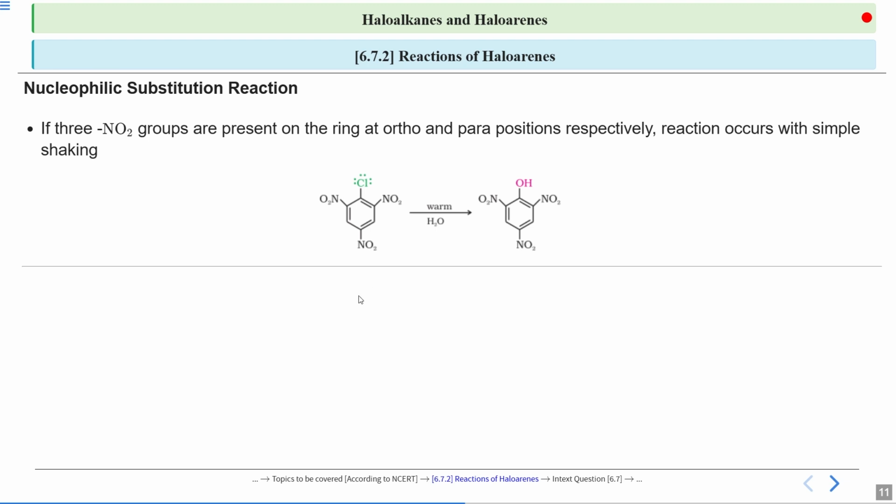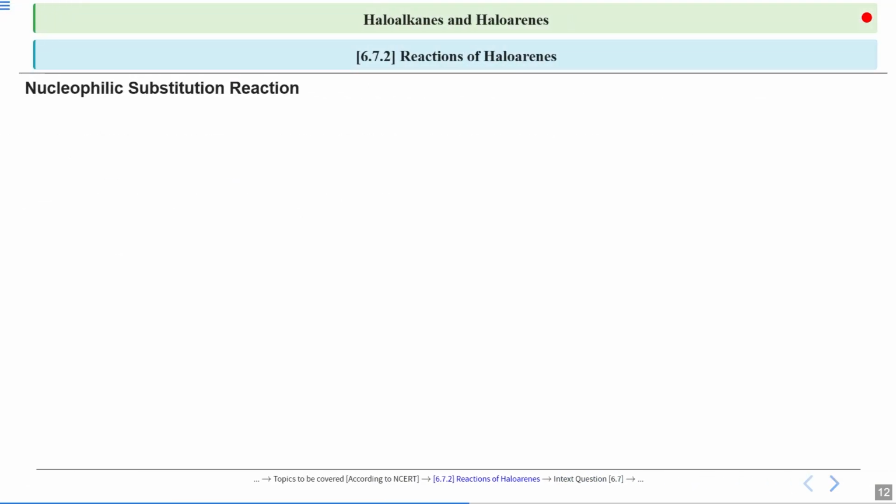So the reactivity increases as you increase the electron withdrawing groups on the ortho and para positions of the benzene ring. Okay, so you can think about this fact: why are we not placing the electron withdrawing group at meta positions? Why is it so? We will discuss this also. Let's see the mechanism first.